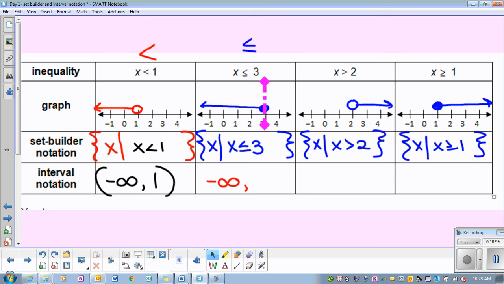And then this stops at where? 3. Is that a closed circle or an open circle? Closed. Okay, so then is that parentheses or bracket? Bracket. So bracket around the 3, but the negative infinity always gets a parentheses. They don't always have to have the same symbol. It can be different.